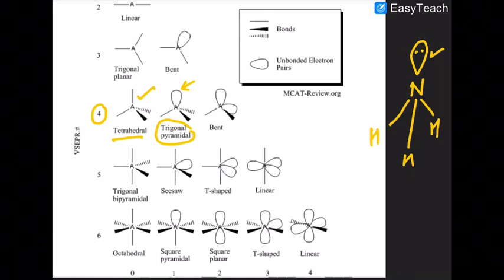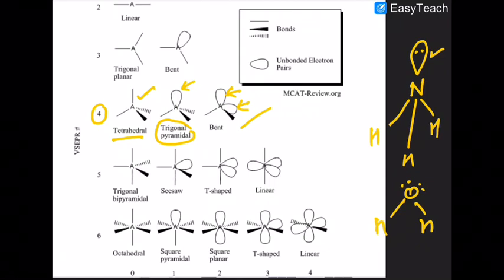But if there are two lone pairs here, like this one, then I told you yesterday, in water there are two lone pairs. So the structure is bent. The structure is bent in that case.